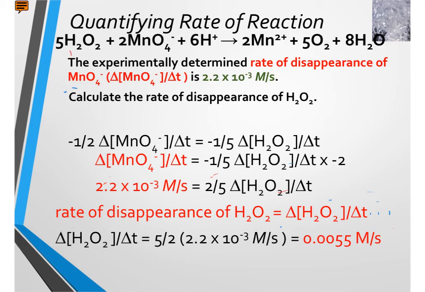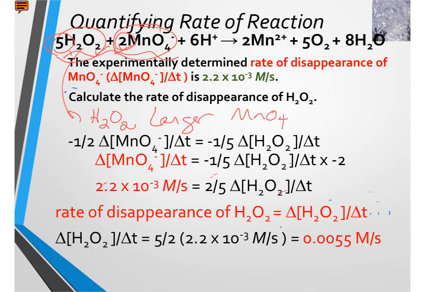All right, so looking at the balanced reaction, we're comparing these two. The first question you should always ask yourself is, which one of these is going to change its concentration more quickly? Hydrogen peroxide, right? For every 2 permanganate that disappear, 5 hydrogen peroxide are going to disappear. So the rate with respect to hydrogen peroxide is going to be larger than the rate with respect to MnO4.